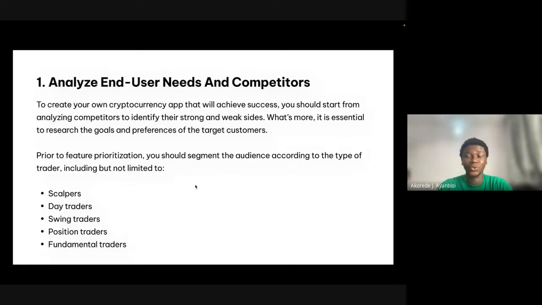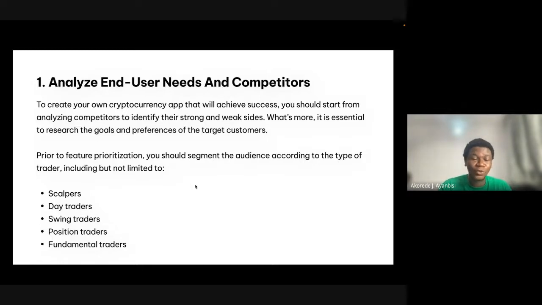The third one is swing traders. Their key objective is to capture short and medium term profits over an extended period. As a rule, the average duration of an open position varies between a couple of days and several weeks. So as we can see the progression, scalpers, it's just within minutes. Day traders is less than an hour. Swing traders is a couple of days and several weeks.